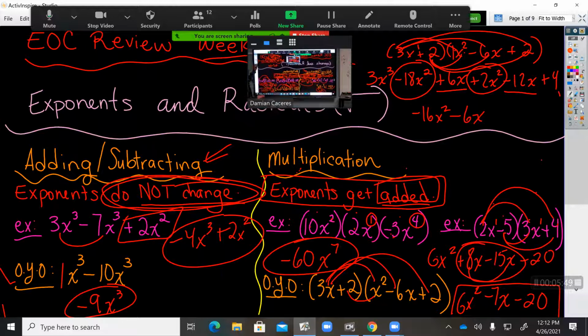Now, same thing happens with the first and last number. They just come down. So 3x to the third comes down, and the positive 4 at the end comes down. This is your answer. Any questions? Please ask.